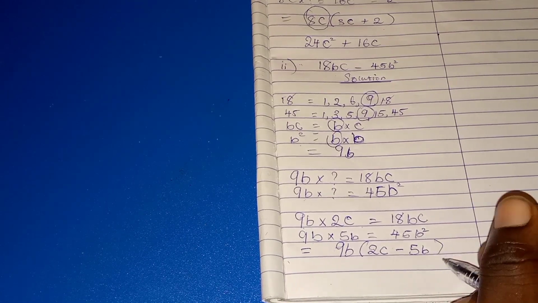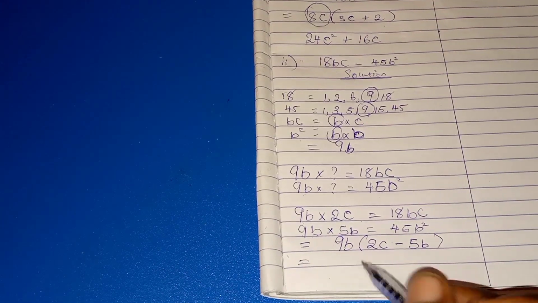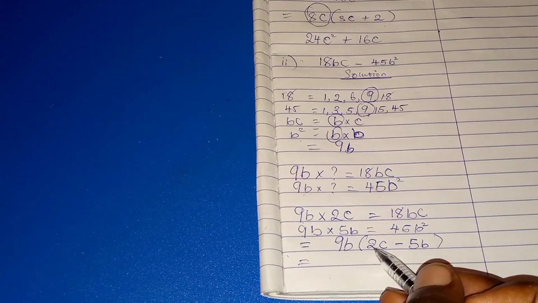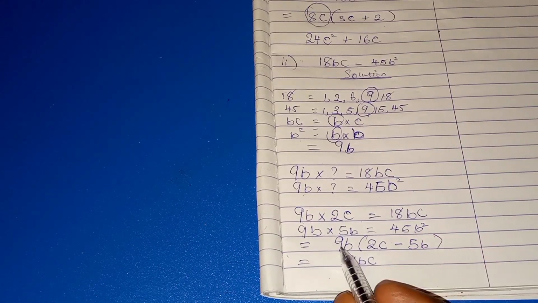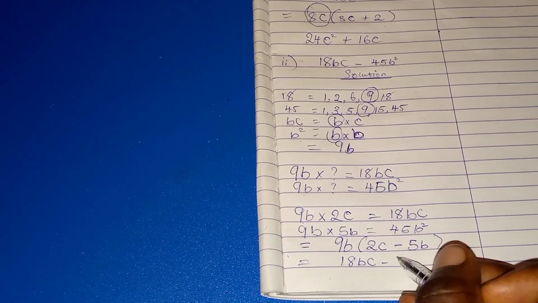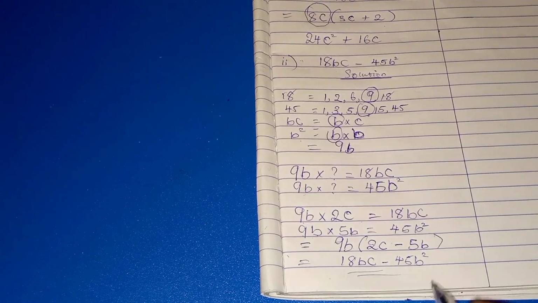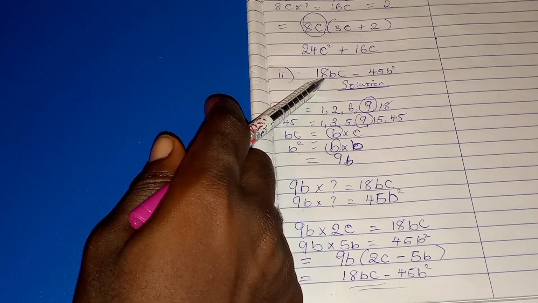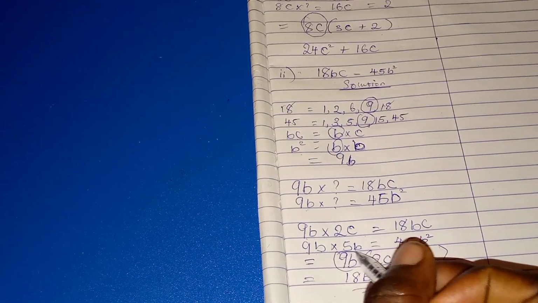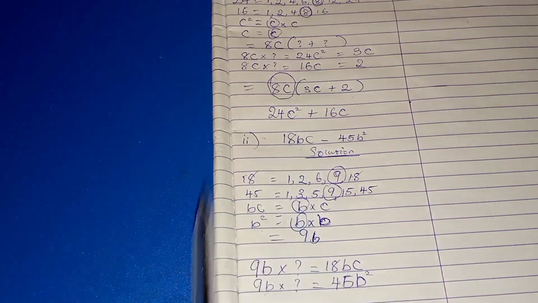If we break this down, or expand this given value, we have 9B multiplied by 2C, which gives us 18BC. 9 times 5 gives us 45. B times B gives us B squared. So we see we have obtained the original expression. So 9B is the given number to multiply these numbers to give us this original expression.